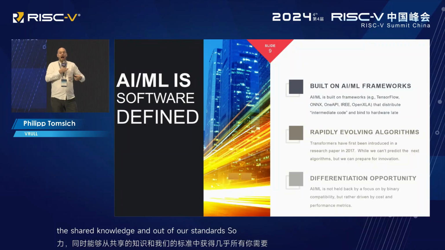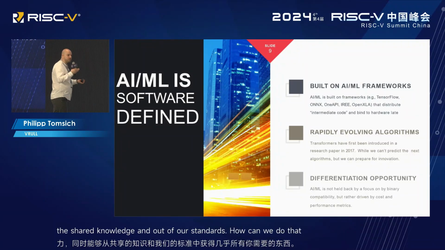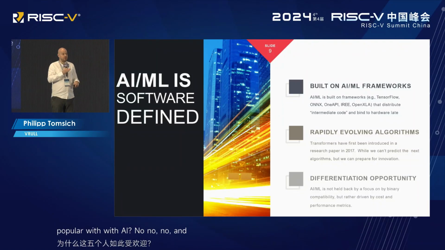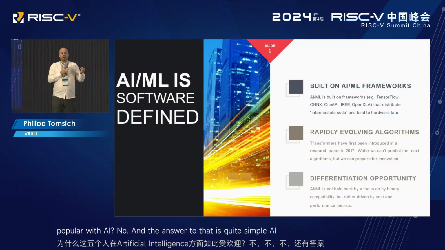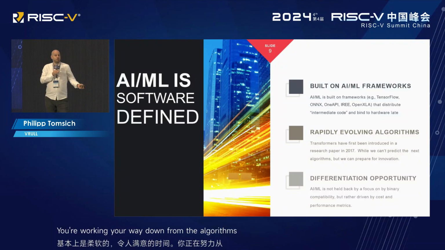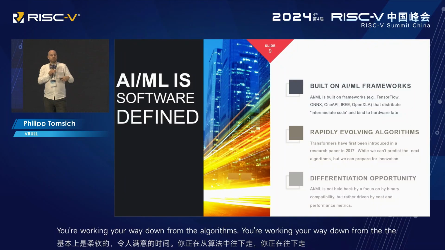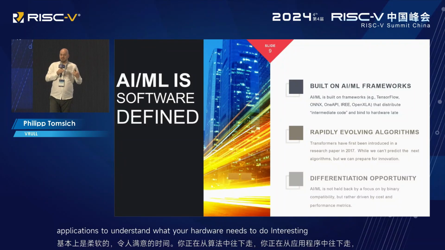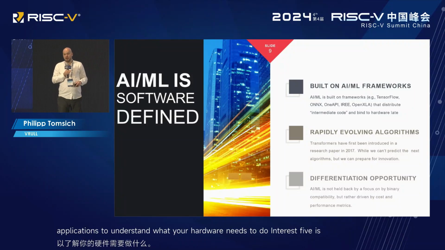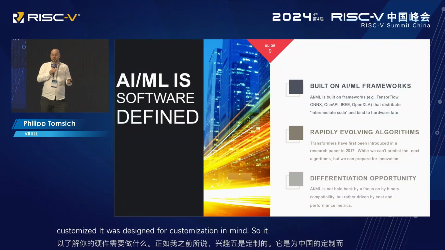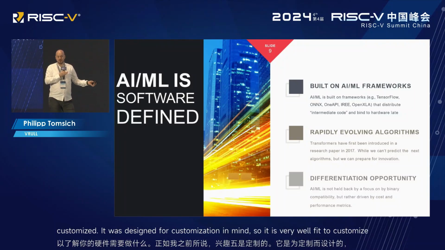So how can we do that? Why is RISC-V so popular with AI ML? And the answer to that is quite simple. AI is basically software defined. You're working your way down from the algorithms. You're working your way down from the applications to understand what your hardware needs to do. And RISC-V is, as I said before, customizable. It was designed with customization in mind. So it is very well fit to customize it to those applications.